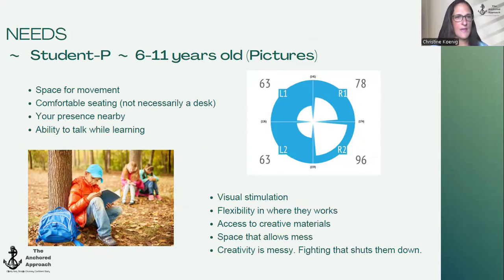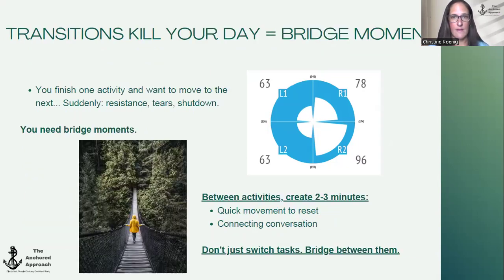Okay, so the needs we have here are space for movement, comfortable seating, not necessarily a desk, doesn't have to be formal, and your presence nearby, and ability to talk whilst learning. Their brains are often thinking of other things and get distracted, and they need to release that and talk those thoughts out before they can carry on thinking and learning. Visual stimulation, flexibility in where they work, access to creative material, space that allows mess. Creativity is messy for them, and fighting that shuts them down.